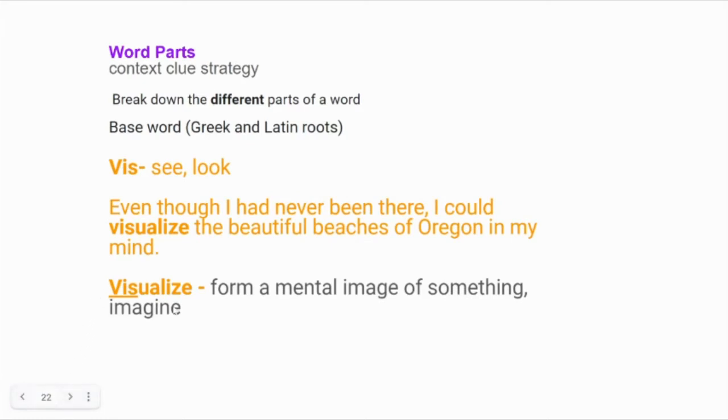So that word, visualize, means to form a mental image of something, or to imagine. Now I can check to see if my guess of the meaning of this word is correct by using the dictionary. I figured out the word using context clues and Greek and Latin roots. And then I can also go and see the word visualize in the dictionary to make sure that's what that word means.